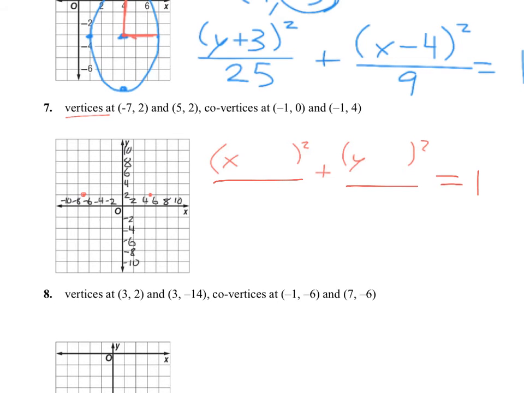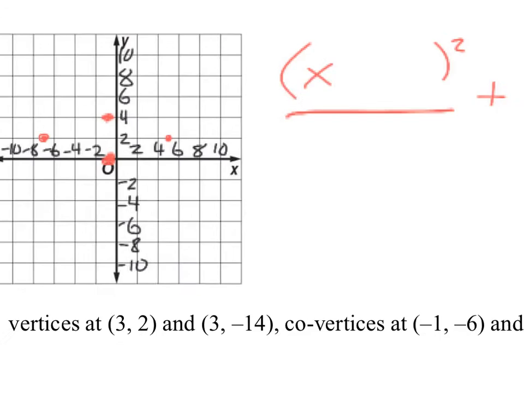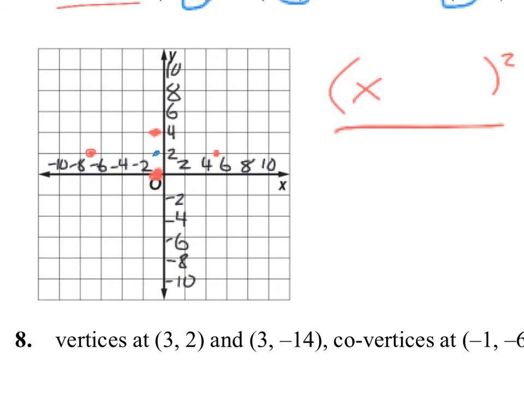Alright, the co-vertices, -1, 0, and -1, 4. Alright, so with those 4 points, it's pretty obvious what the center is going to be. I see the number 2 twice in the y. I see the number -1 twice in the x. So the center should be -1, comma 2. And looking at our picture, it looks like that's in the middle of both of those sets of points. I'll graph the ellipse even though they don't ask us to.